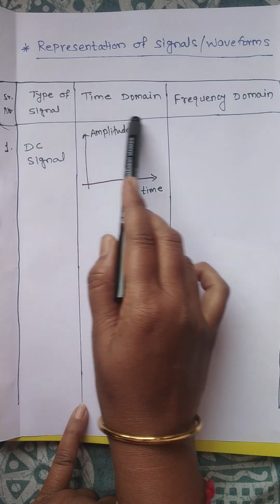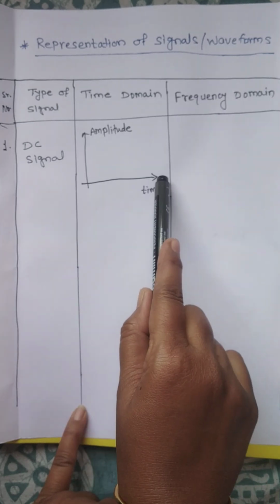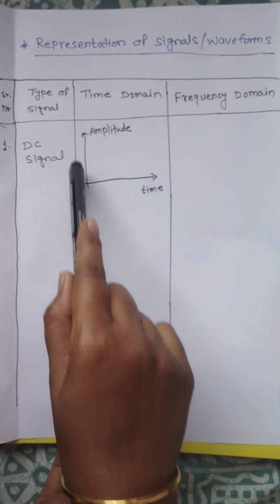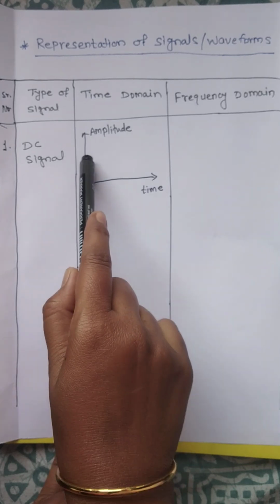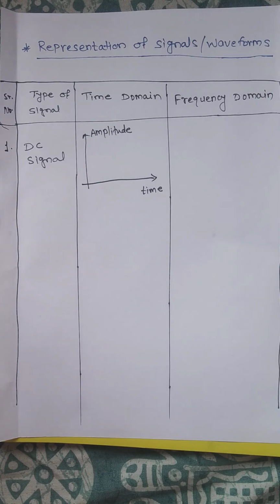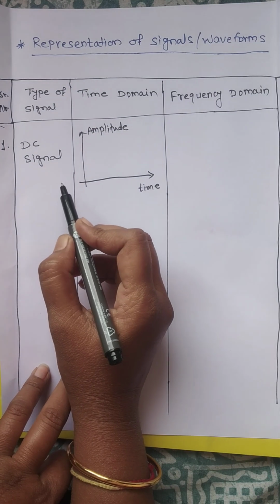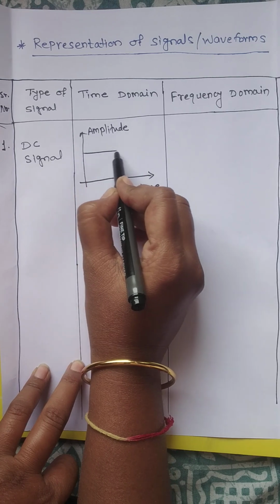Now for the time domain representation of the DC signal, time will be plotted on x-axis and amplitude of the signal should be plotted on the y-axis. That amplitude can be voltage, it can be current, it can be power. Okay. So if it is a DC signal, we are going to plot in this way.